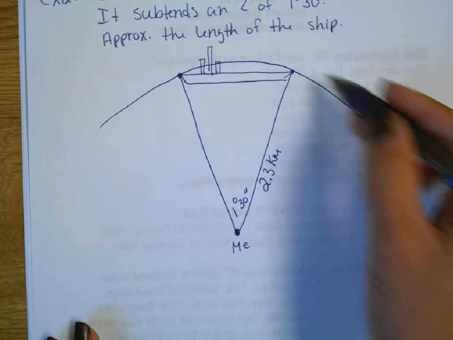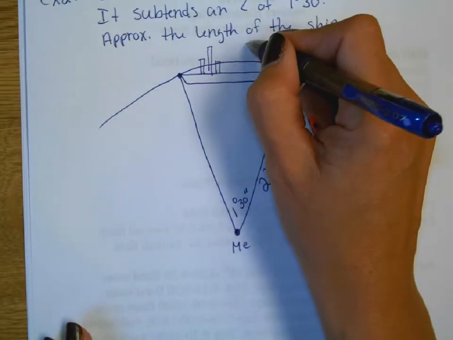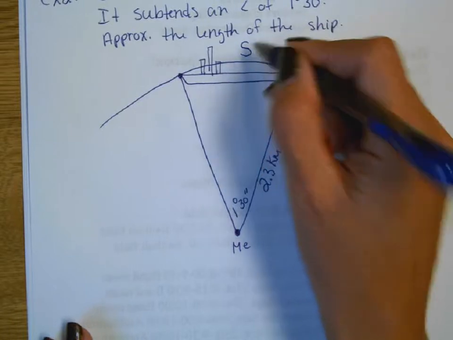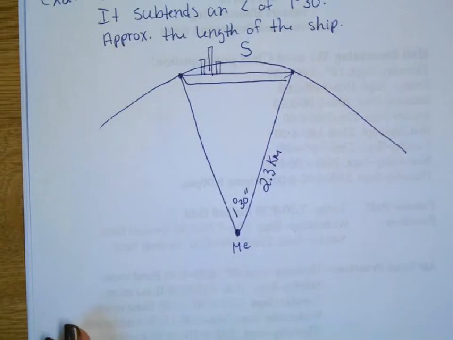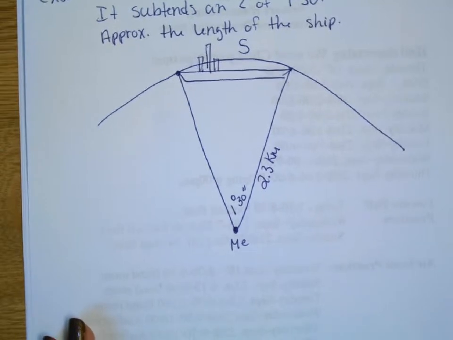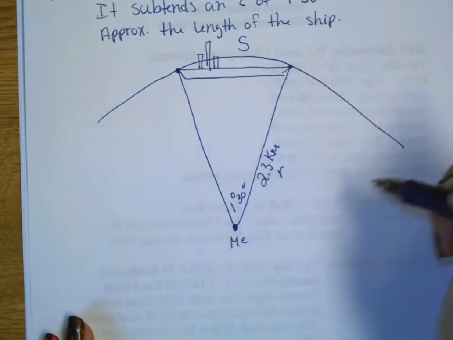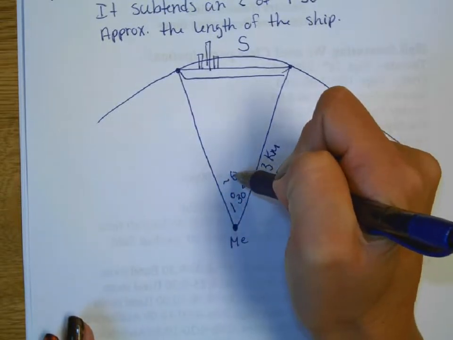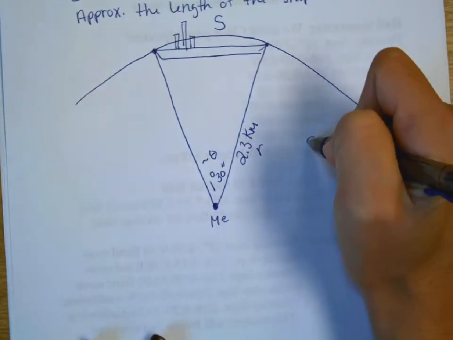Very good. See? So subtends an angle means I'm at the center of the circle. If I find S, I'm going to say S is a good approximate for this straight distance across here. Is it exact? No. Is it a good approximate? Yes. So it's an approximation technique. All right, so we've got our radius, and we've got our almost theta. So we go right into S equals R theta.